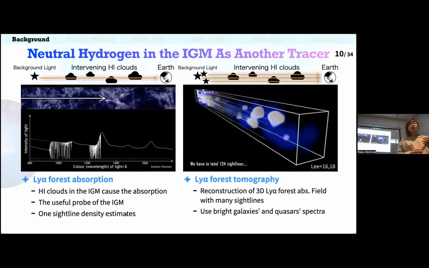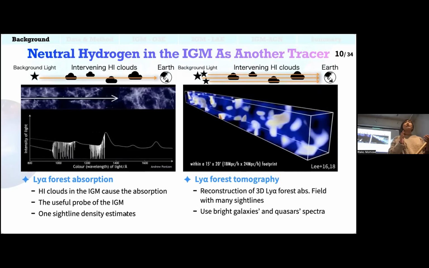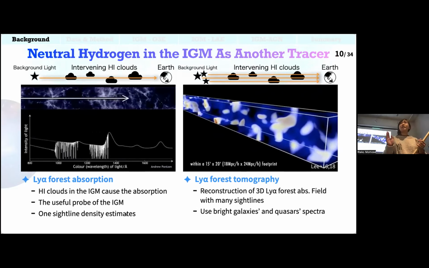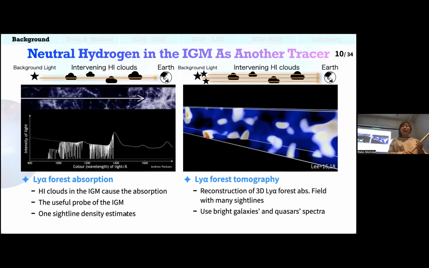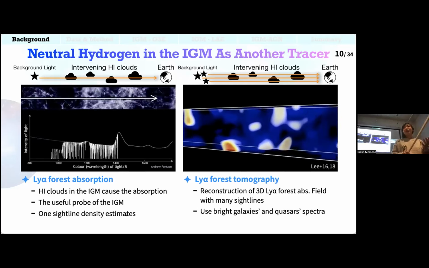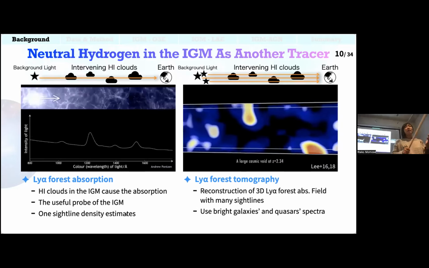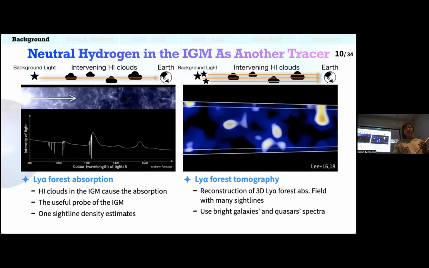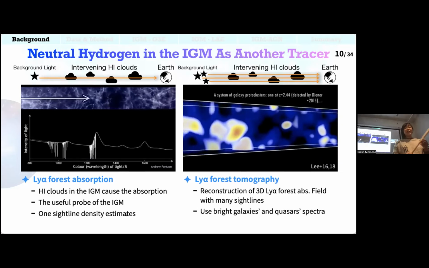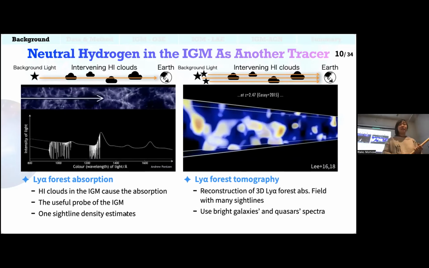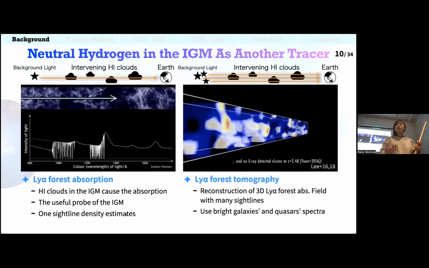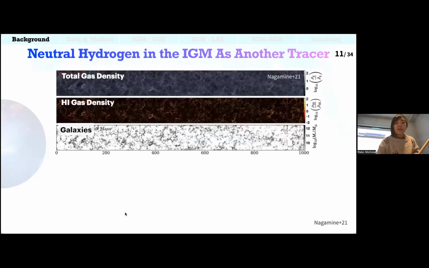Thanks to this novel technique, now we can estimate the three-dimensional IGM neutral hydrogen density. But nonetheless, you may have concerns about whether Lyman alpha forest tomography can truly follow the underlying matter density, because it cannot trace the total gas, but just neutral hydrogen. So we verified this question with simulations. Those three figures show the density distributions of the total gas, neutral hydrogen, and galaxies in our pencil-beam size box simulations for the Lyman alpha tomography.